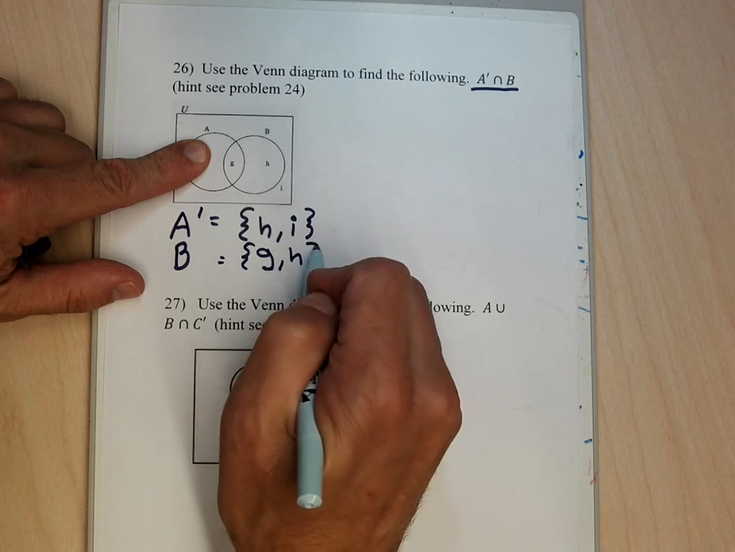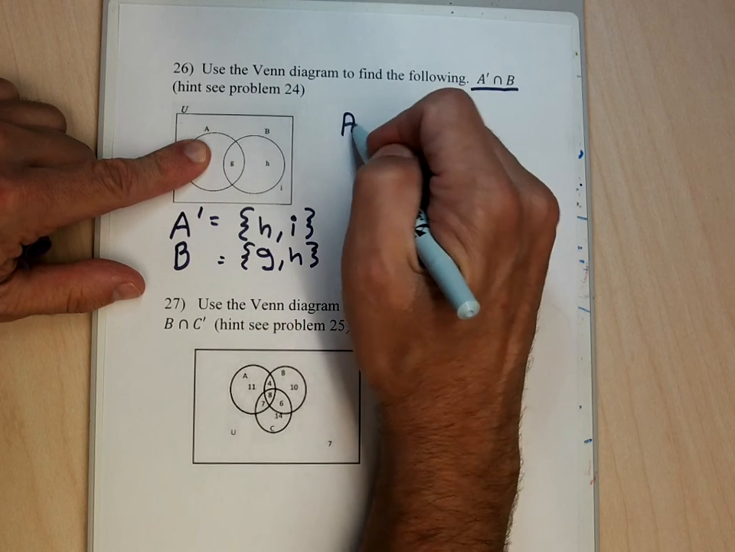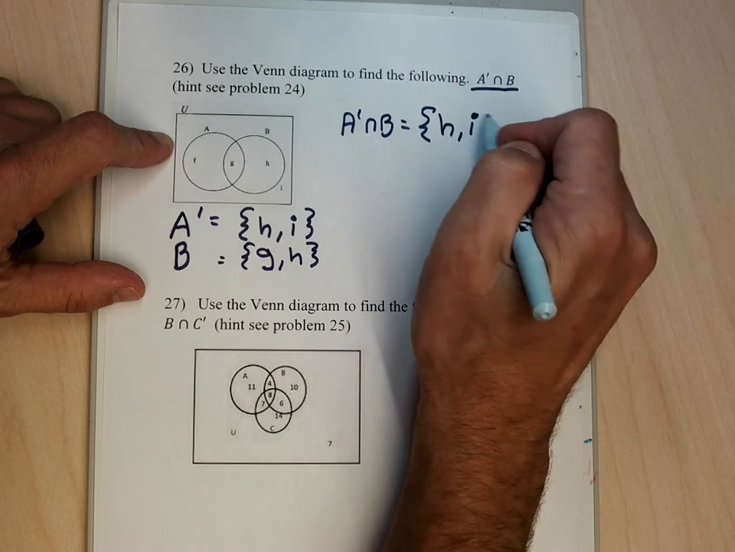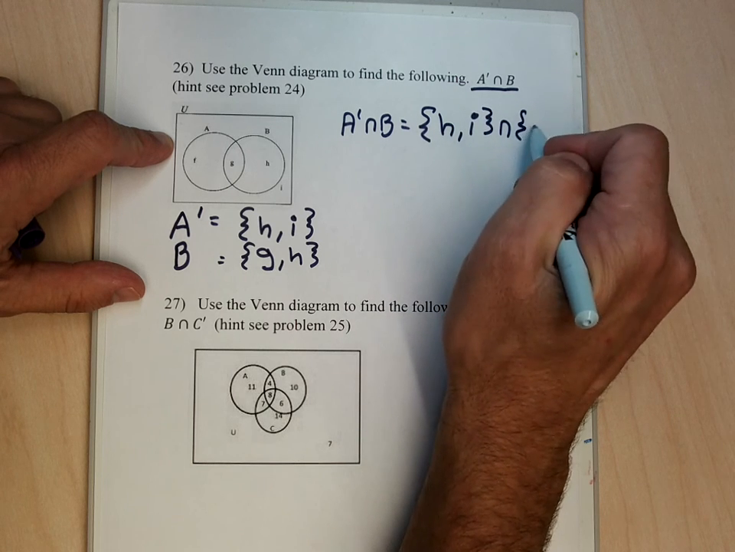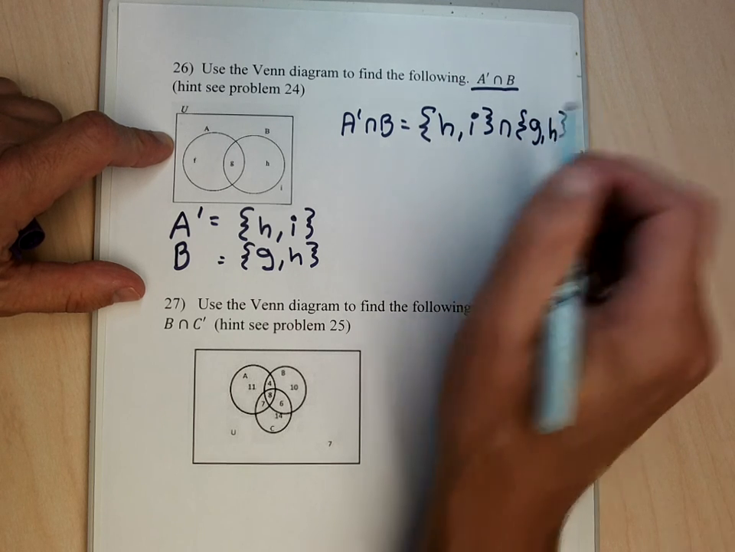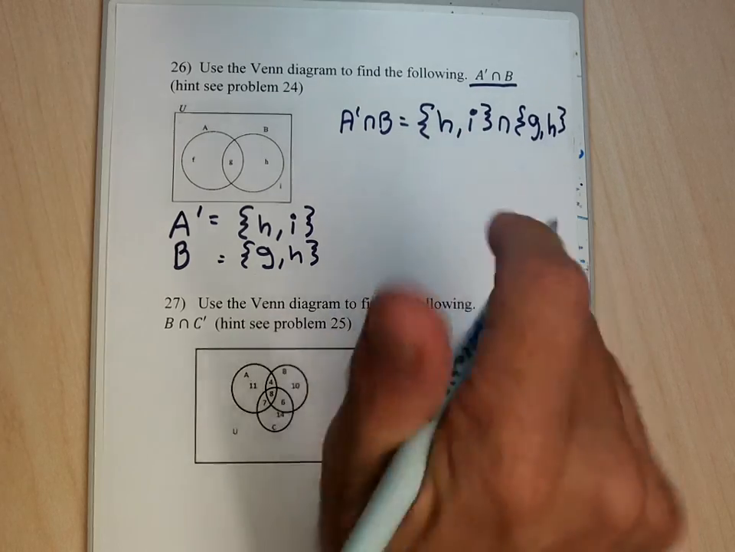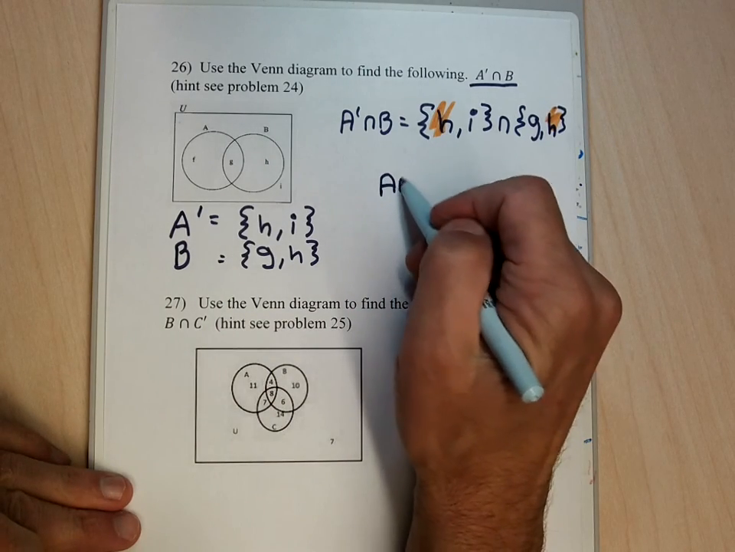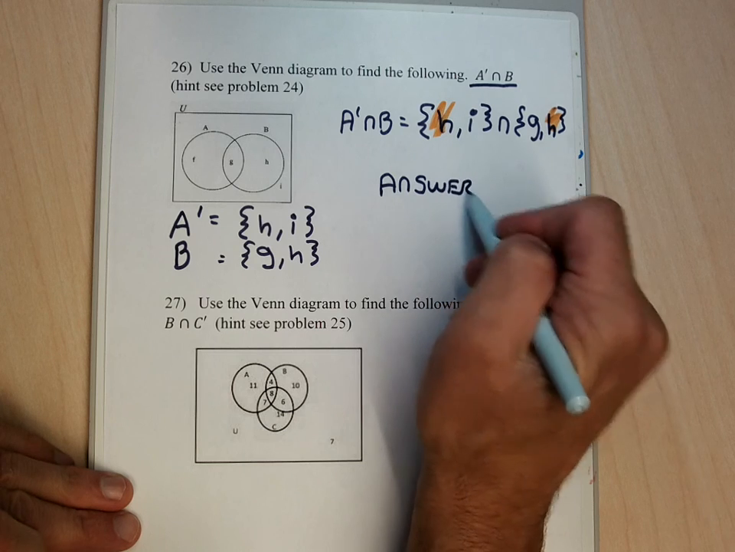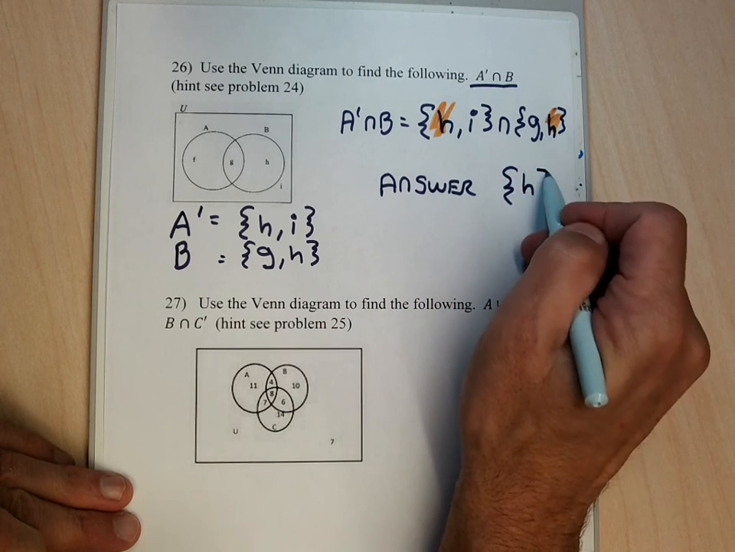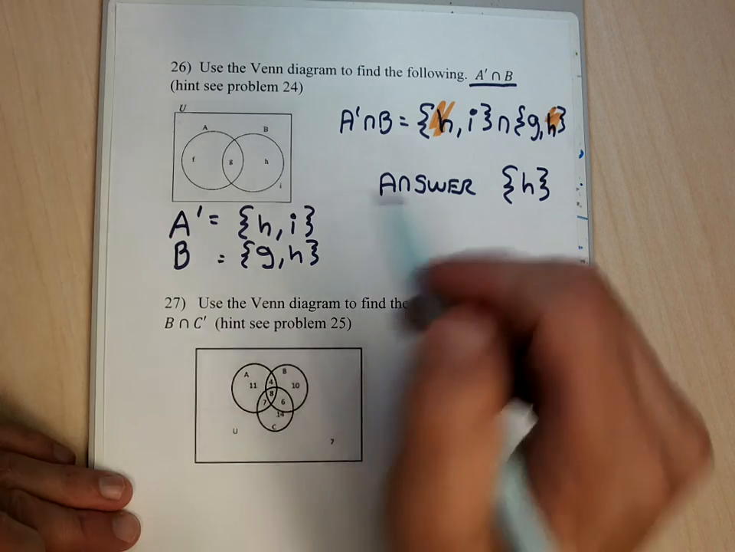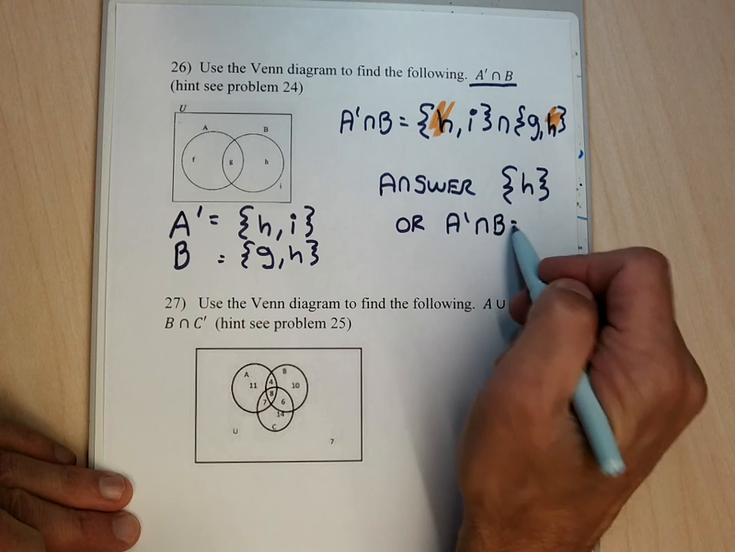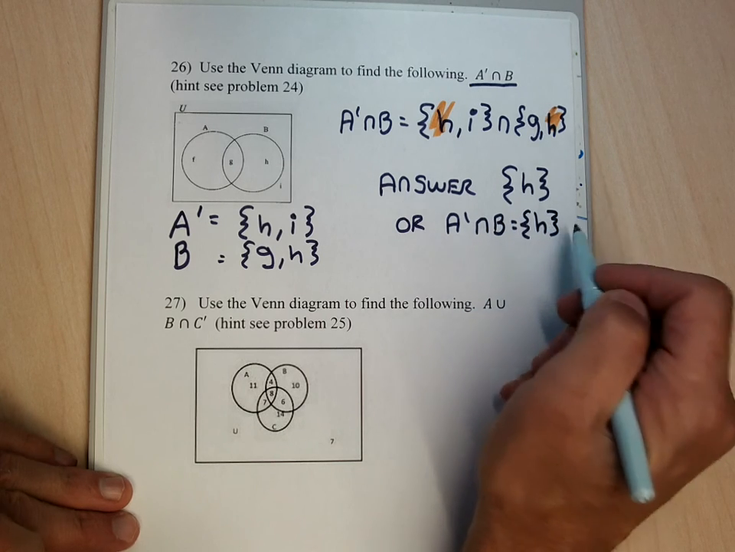So for this Venn diagram, to do A complement intersection B, I need to take the A complement set, which is a set containing the letters H and I, and intersect that with the set containing the letters G and H. When you intersect two sets, you find out what the sets have in common, and these sets have in common the letter H. So my answer to problem 26 is just going to be the set that contains the letter H. It would be completely fine if you just wrote the set without the problem next to it, but if you want to, it wouldn't be wrong to say A complement intersection B equals the set containing the letter H. Both of these would be acceptable answers.